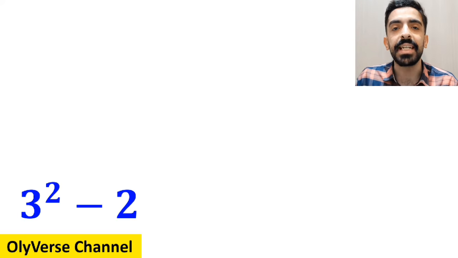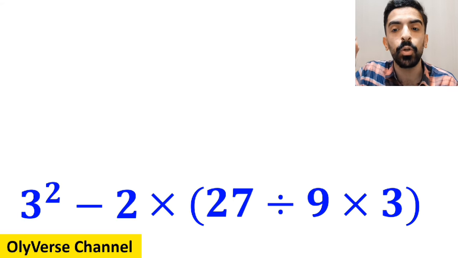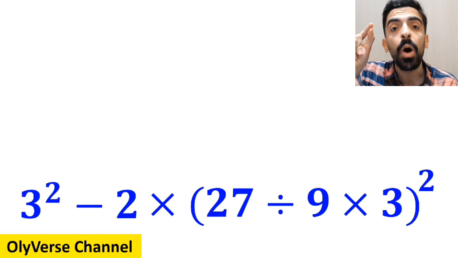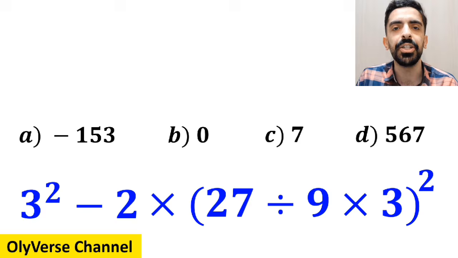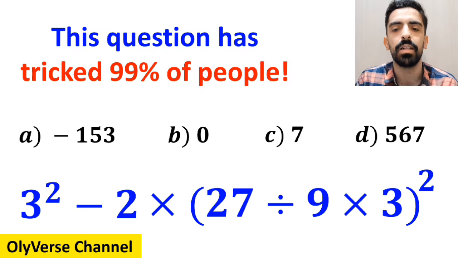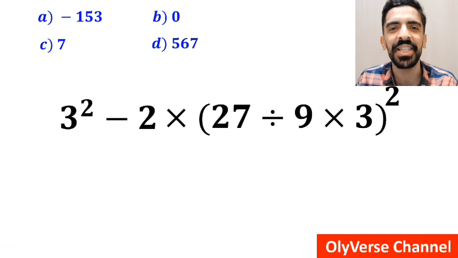What is the value of the expression 3 squared minus 2 times (27 divided by 9 times 3) and all squared? Which option do you think is the correct answer to this question? This expression has tricked 99% of people. Let's go step by step and solve it together.